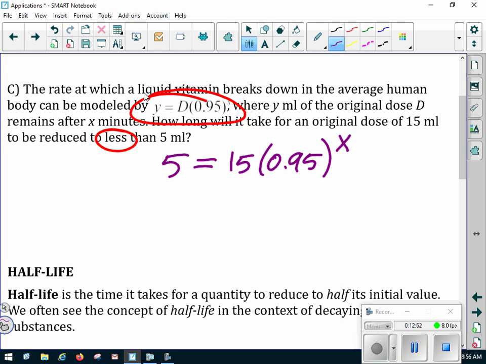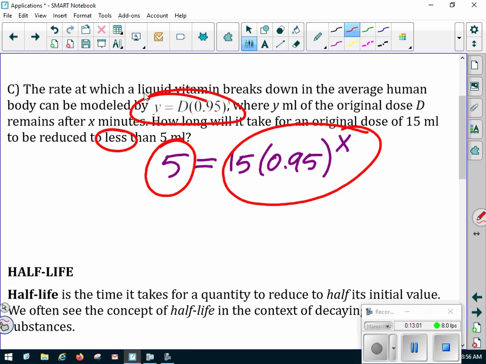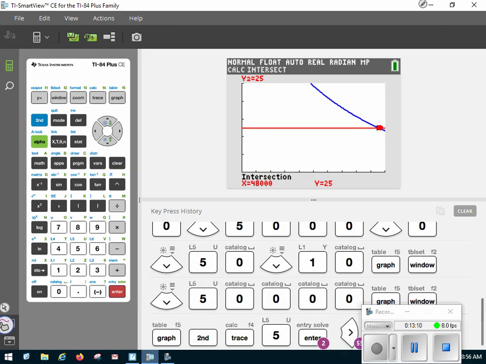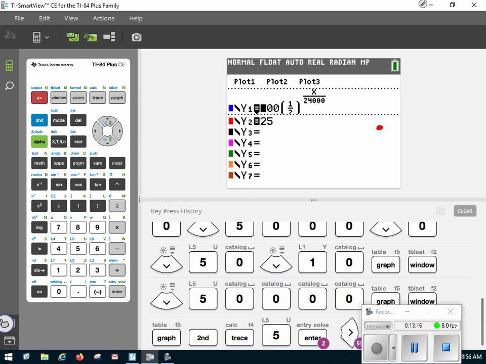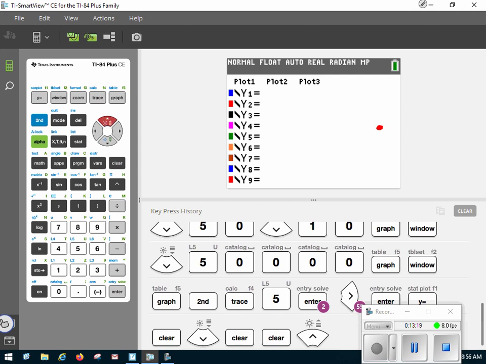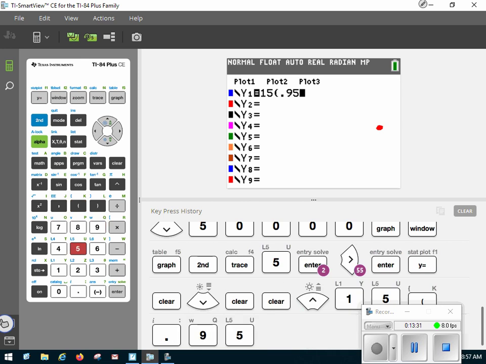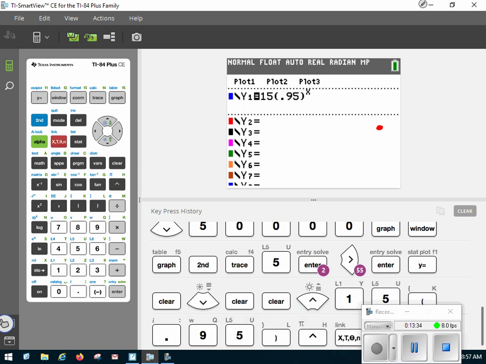Now we're going to do this one just like we did the last one. You're going to put this in an equation. You're going to put this in an equation. And we're going to set a window to figure out where they intersect. I already forgot the equation. Where is it? 0.95. 0.95. Shows where my memory is going, doesn't it? To the X. And this is 5.